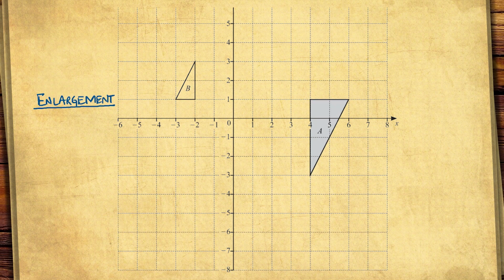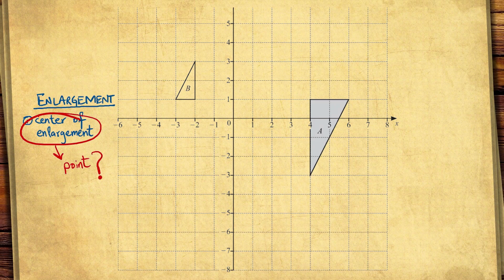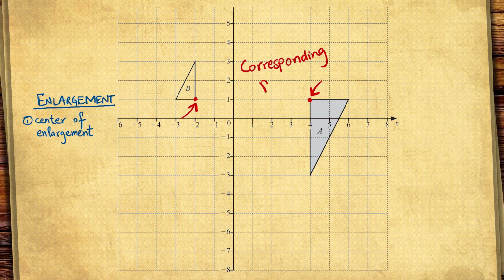Now in enlargement, the first thing that we need to know is the center of enlargement. And to do that, we need to join the corresponding points. Now look at this 90-degree angle here in triangle A, and the 90-degree angle in triangle B is over here. That means this point in triangle A is the same as this point in triangle B. So these two are corresponding points, and we need to join the corresponding points with a straight line.